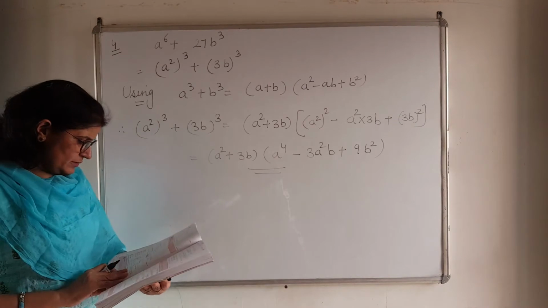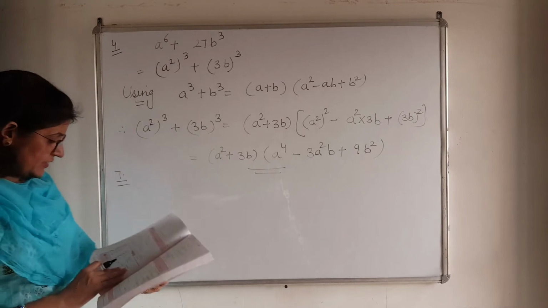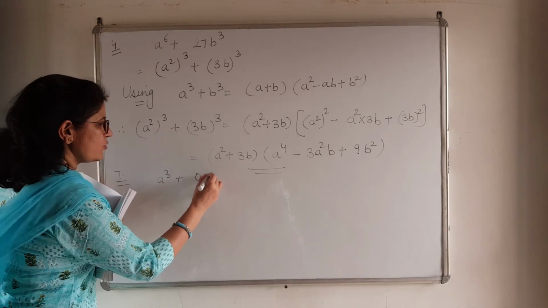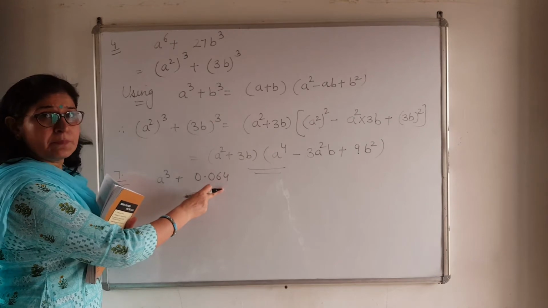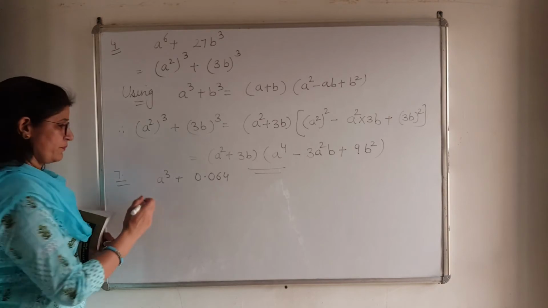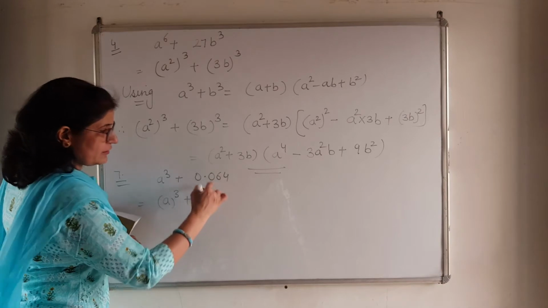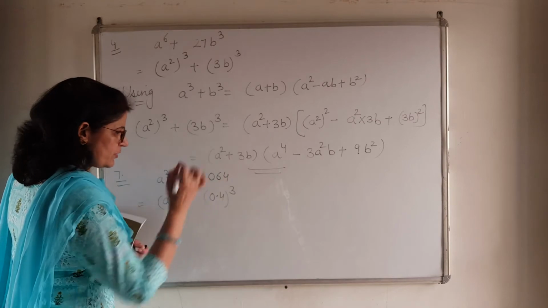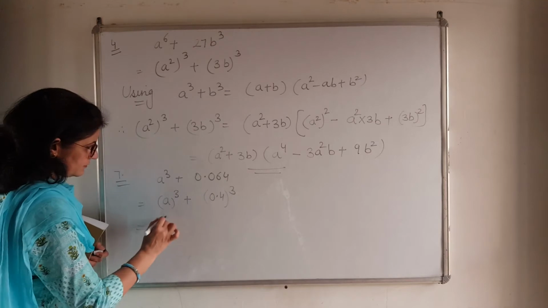Now our next question, we will do now 7th question. So what is the statement? a cube plus 0.064. Here we have 3 decimal places. So first of all we have to change this into cube form. 64 is cube of which term? 4. So a cube plus 0.4 cube. There are 3 decimals. What we will do? We will take 1 decimal place and we do cube. So same property we will follow. I am not writing here.